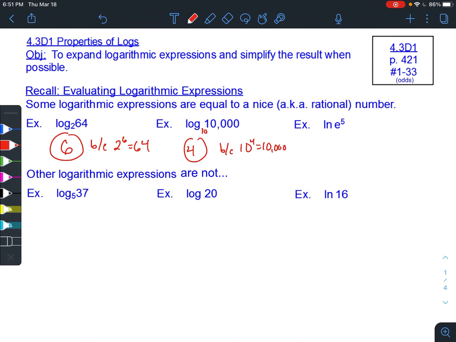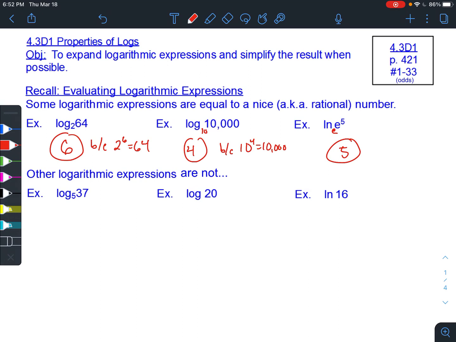Now our last one, natural log of e to the 5th. Again, imagine the little subscript e squeezed in there, the base of the log being e. You're asking, e to what power is the same thing as e to the 5th? Pretty obviously, that's got to be 5, because e to the 5th is e to the 5th. So the point is that some of them simplify very nicely.